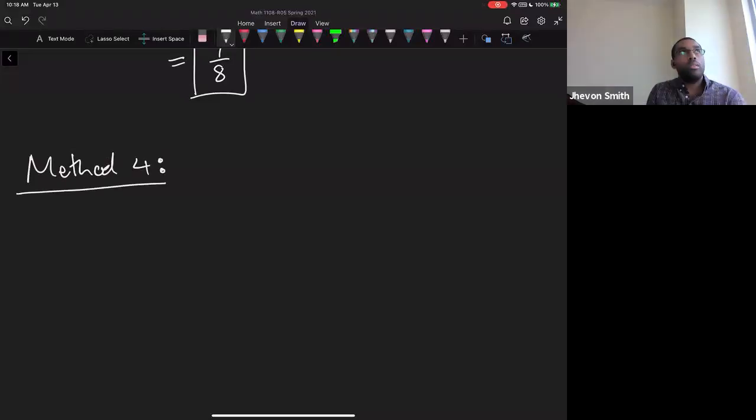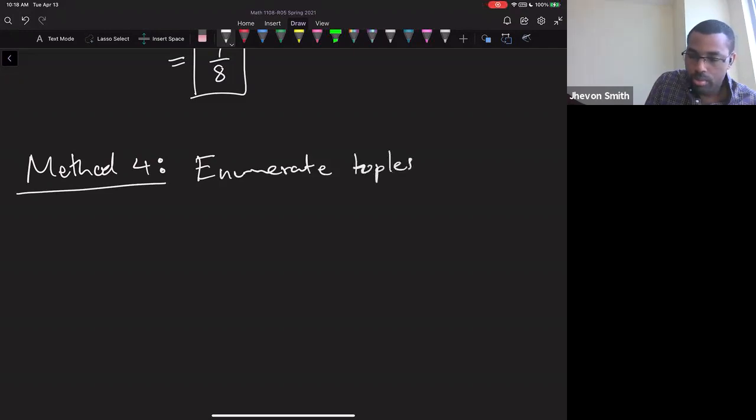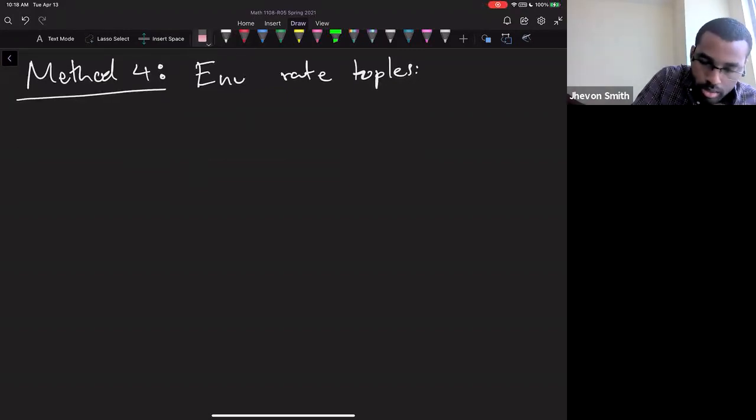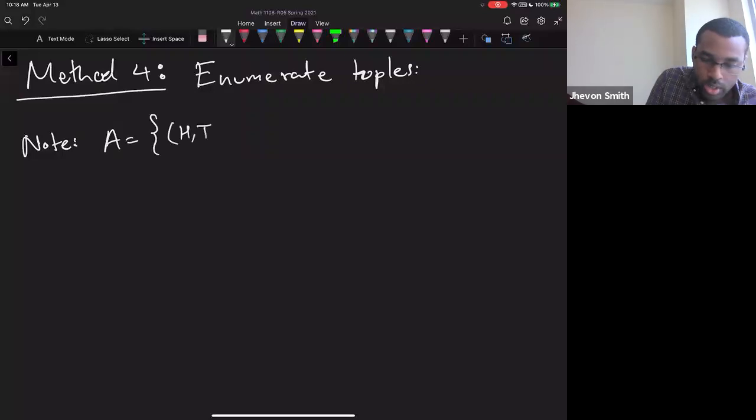Method 4, you could enumerate tuples. So this is like straight up brute force counting, right? So you would say, note, your A would be heads first, then 2 tails, or you can get a tail, then a head, then a tail, or you can get 2 tails, then a head.